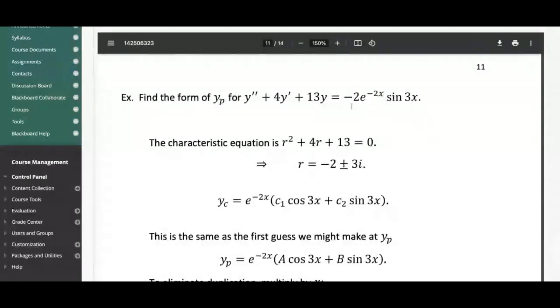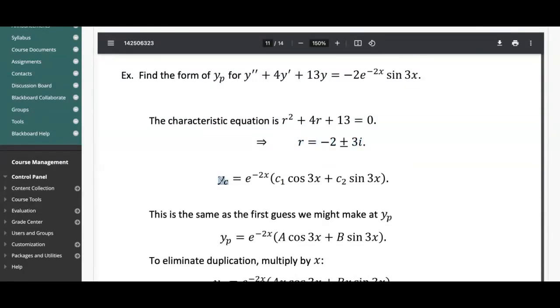Let's see one more example. f of x, in this case, we have e to the negative 2x and sine 3x. Again, we treat this one to be 0. We form a characteristic equation and solve it. We get two complex roots. Then the complementary solution will be e to the negative 2x, the real part, multiplied by c1 cosine 3x, where 3 comes from this complex number, plus c2 sine 3x.